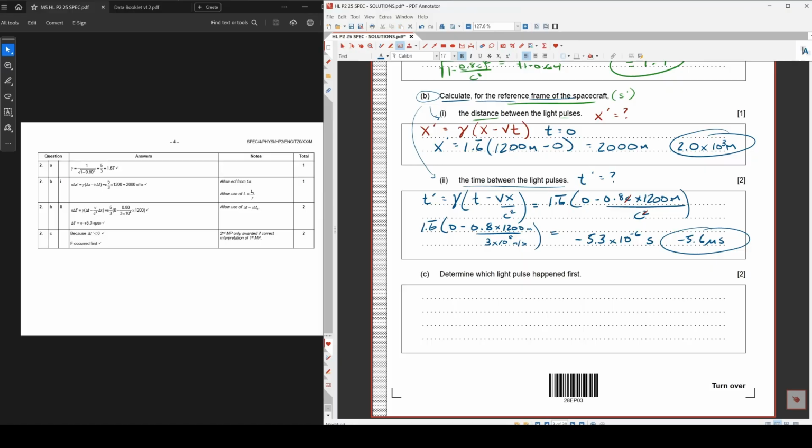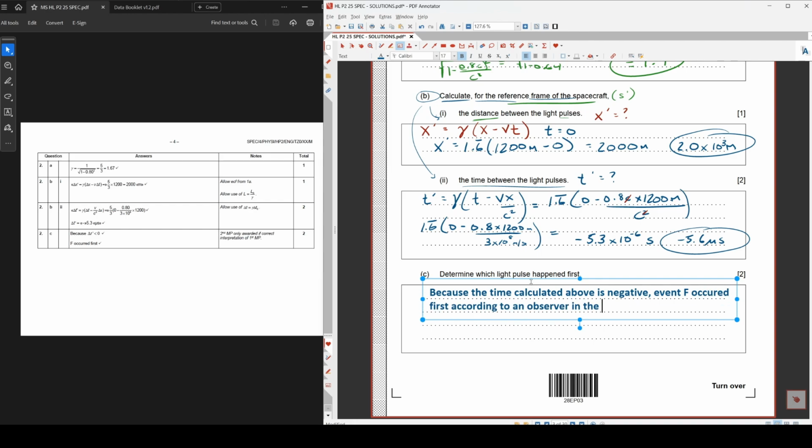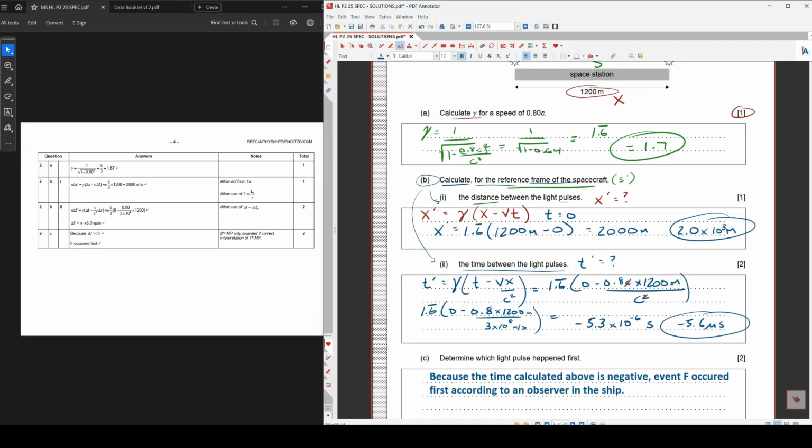So we're going to say: because the time calculated above is negative, event F occurred first according to the spacecraft. Okay, there we go. So a nice relativity problem for us.